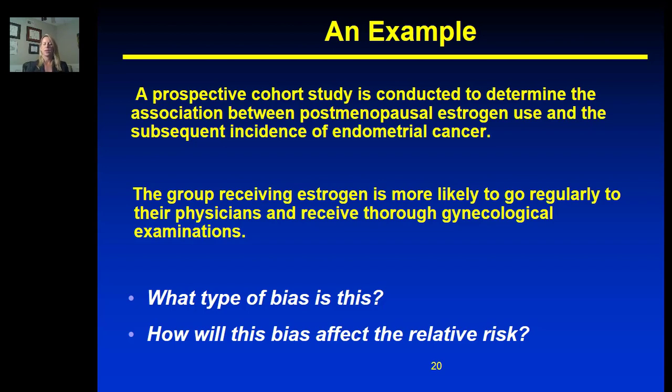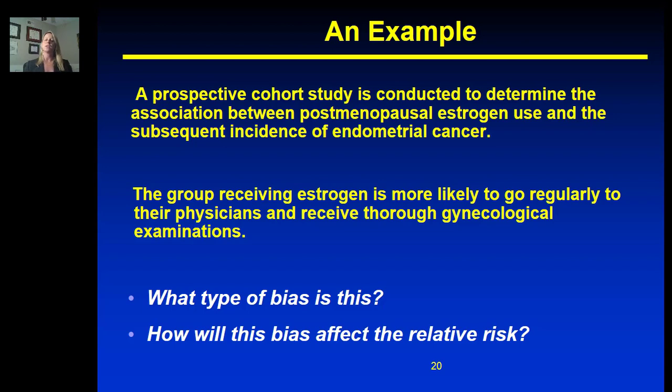Well, first of all, it's a form of information bias because the information being collected among the individuals in the exposure arm, i.e. the group receiving estrogen, is different than the assessment for the outcome among the unexposed, so the women not receiving estrogen. So it's an information bias. How will it affect the measure of association? Well, let's think about that.